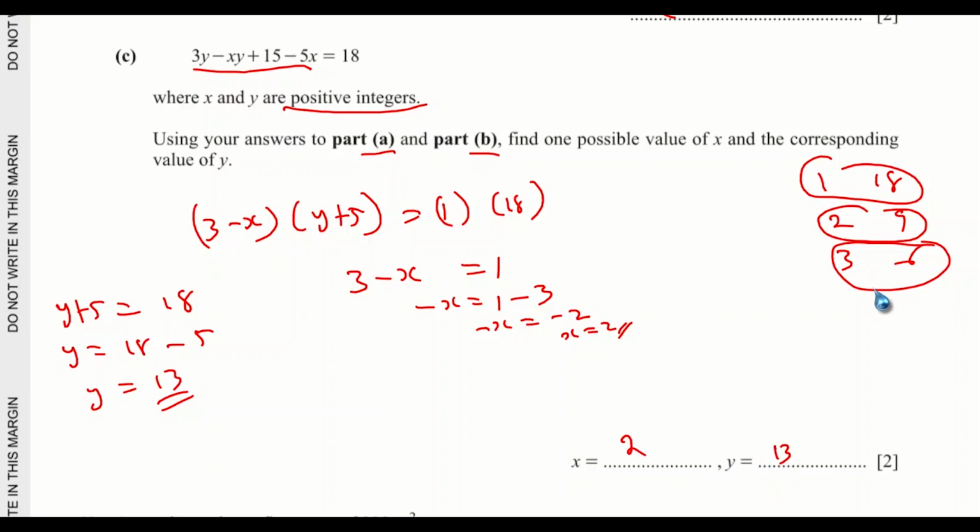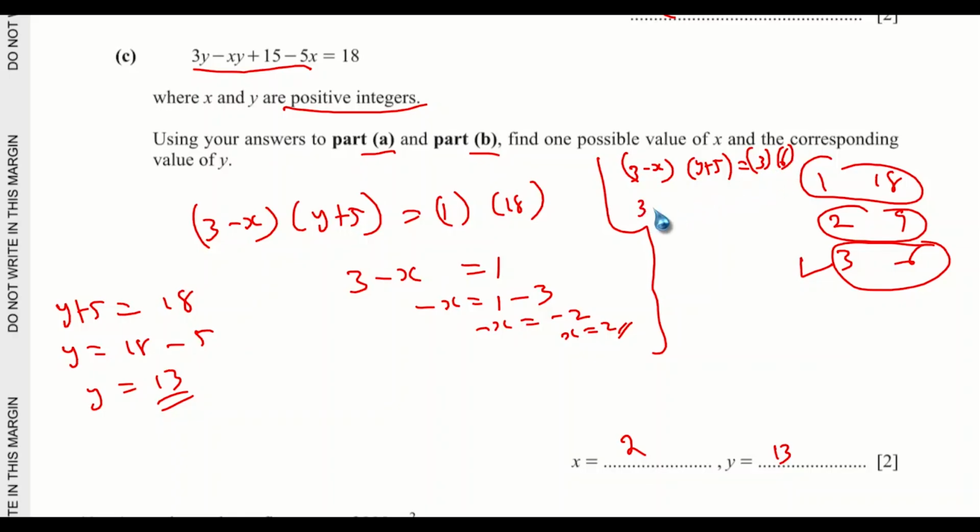You can also try another pair, 2 and 9. It will also work out for you, only that you're going to get a different answer. When you use 2 and 9, the value of x should be 1 and the value of y should be 4. But if you try to use the last pair, then there's going to be a problem. So let me show you. Let's demarcate this side. If you use 3 minus x into y plus 5 equals 3 into 6, for instance.